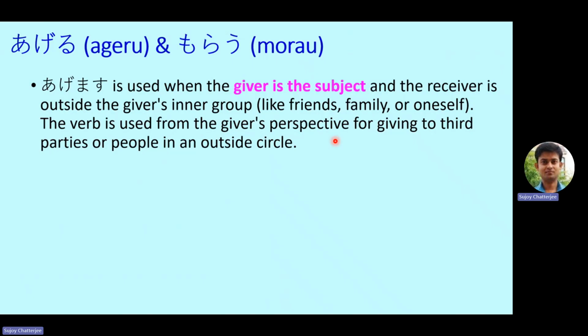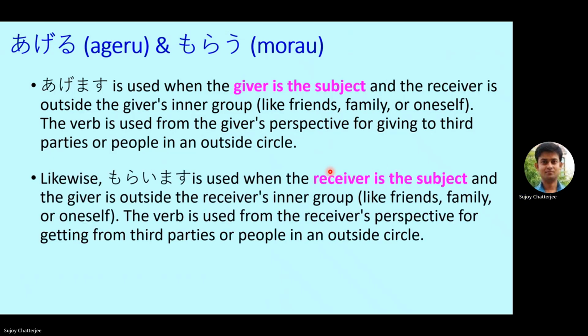Agemasu is used when the giver is the subject. As I said, A was our subject in the previous example, and the receiver is outside the giver's inner group, like friends, family, or oneself. The verb is used from the giver's perspective for giving to third parties or people in an outside circle. So, is that clear? If we are saying A is giving something, A wa agemasu, that means A gives something. A is our subject.